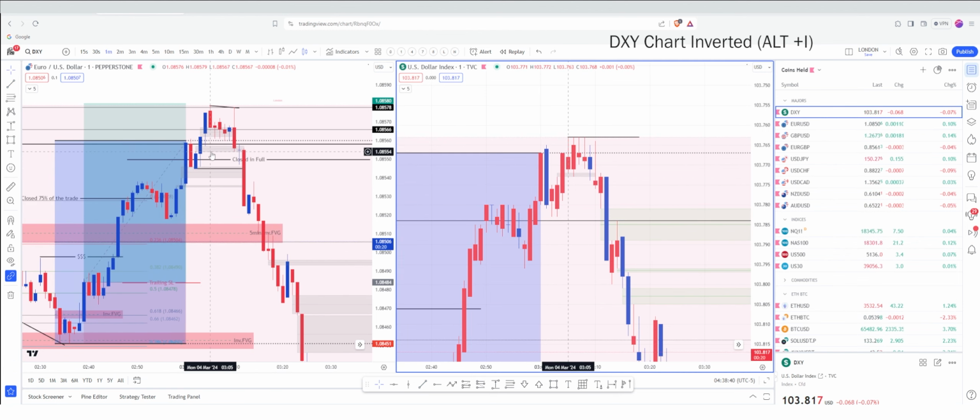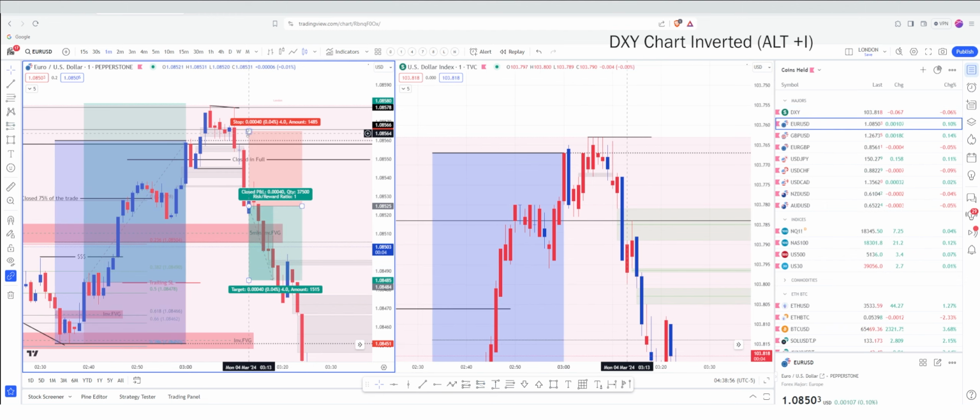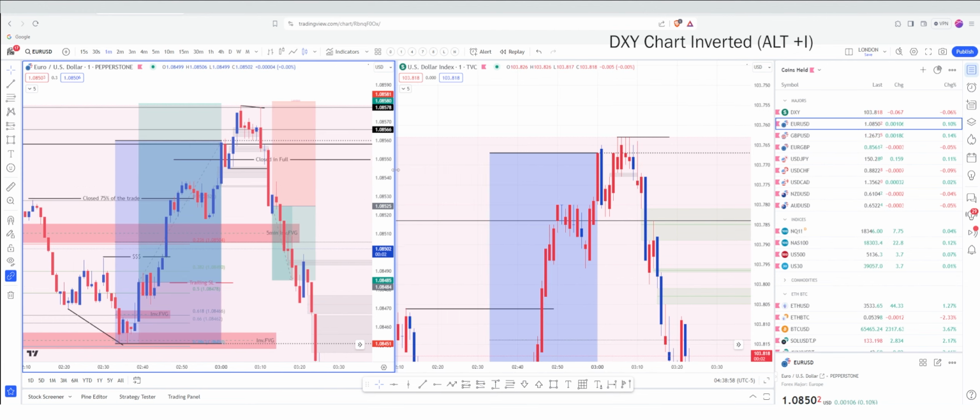We had 2 inversion fair value gaps. So we had 3. We had a fair value gap here on the euro, here and here. This large engulfing closed over all of those. So the entry would have been at the close of this candle based on my entry model. Stop loss above the high.